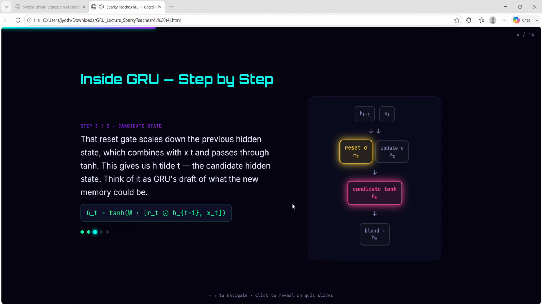That reset gate scales down the previous hidden state, which combines with xt and passes through tanh. This gives us h-tilde t, the candidate hidden state. Think of it as GRU's draft of what the new memory could be.